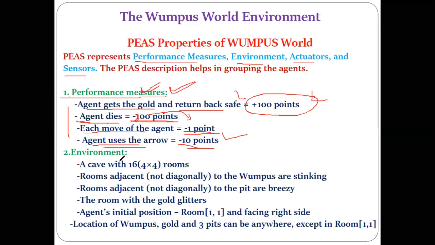Then the next important PEAS property is the environment. Now, what do you mean by the environment? I already told you. What is the environment for the knowledge-based agent, or the AI agent, or this player, in the case of the Wumpus World environment, or in the case of the Wumpus World game? What is the environment for that agent? Tell me.